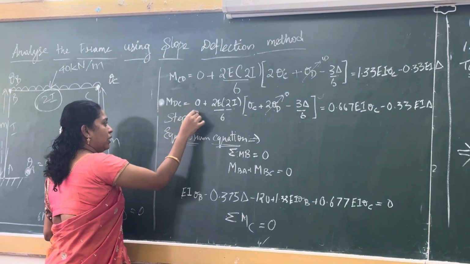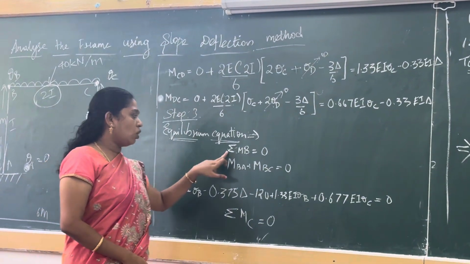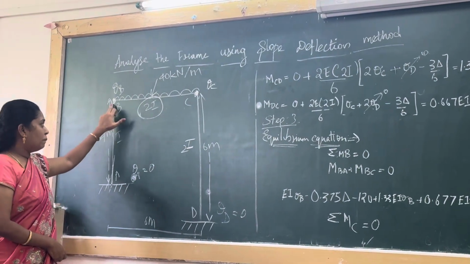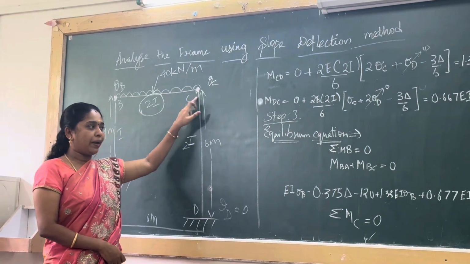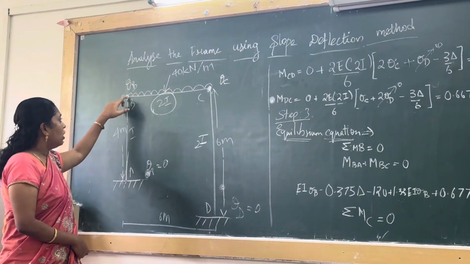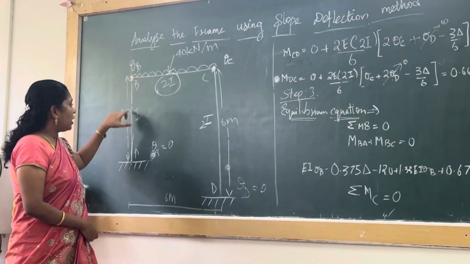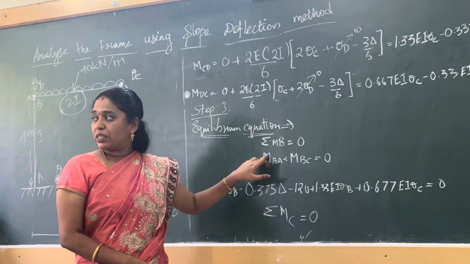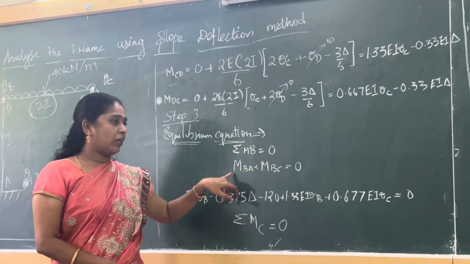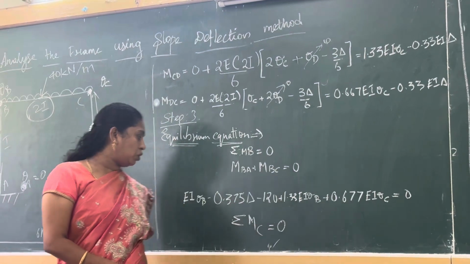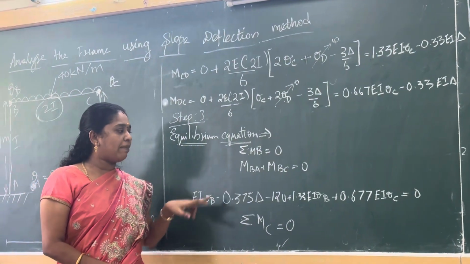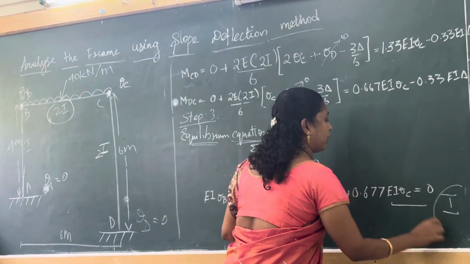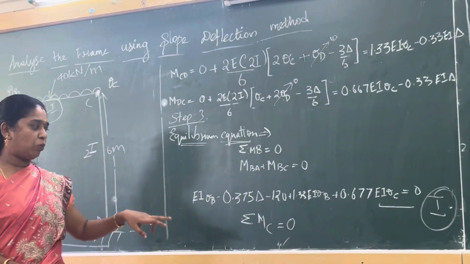Step 3 is nothing but the equilibrium conditions. So here we are having two hinged supports, one at B point, another at C point. So we will consider first B point. Here we are having two spans, so these two span support moments are equal to 0. That is summation of MB equal to 0. So MBA plus MBC equal to 0. So we will substitute the MBA value and MBC value. We are getting one more equation. We will take it as Roman letter 1 equation.